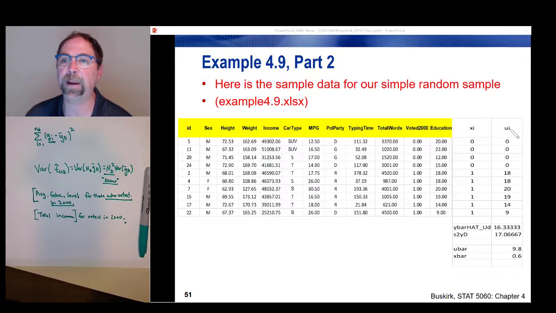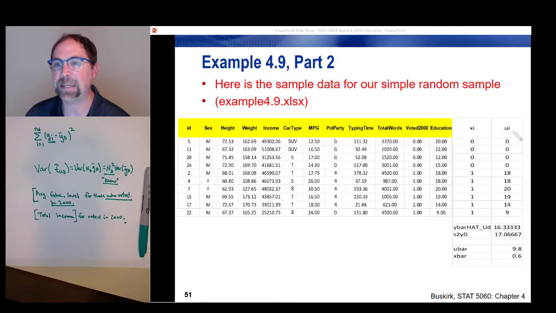The ui variable is going to equal xi times the education. So if I take education and multiply by this value, I'm going to get the ui. Every time I have a 0 for x, I'm going to get a 0 for ui, which we know already. Every time you get a 1 for x, we're going to basically get the education value for that particular sampled unit.